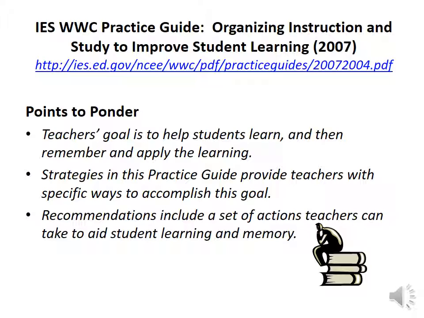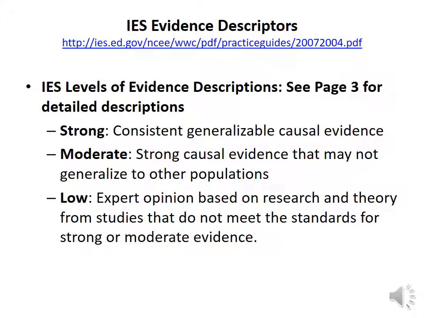Strategies in this practice guide provide teachers with specific ways to accomplish this goal. Recommendations include a set of actions teachers can take to aid student learning and memory. To refresh your memory, all of the recommendations in the IES practice guide are research-based, and they label the level of research as to whether it is strong, moderate, or low for each of the recommendations. All recommendations, strong, moderate, and low, have shown to be effective in the classroom. However, some have a much stronger research base than others.